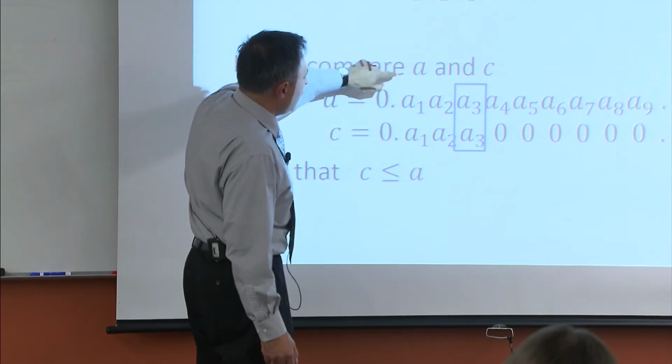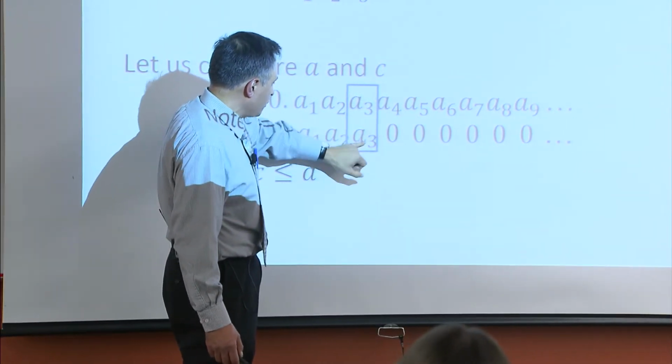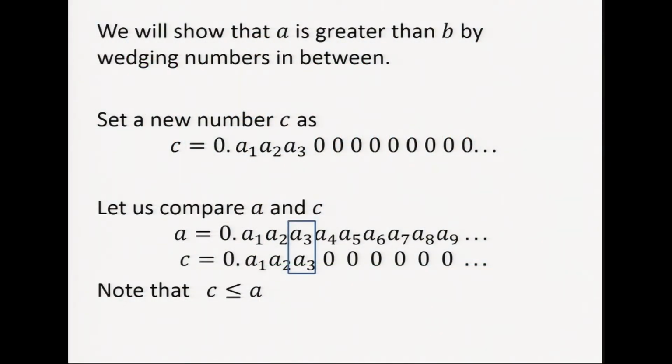C is the same thing as A. The only difference is that after this number, the third position, all of the digits are going to be 0. So A is greater than or equal to C. We don't know if they're equal or not, but for sure this number is bigger because we will have more digits up here.